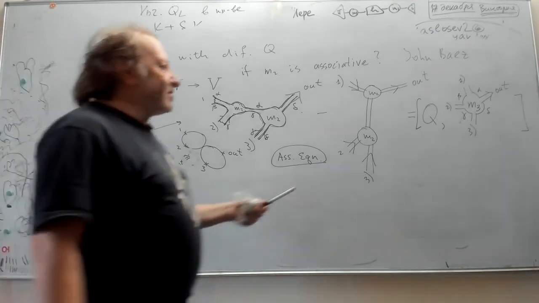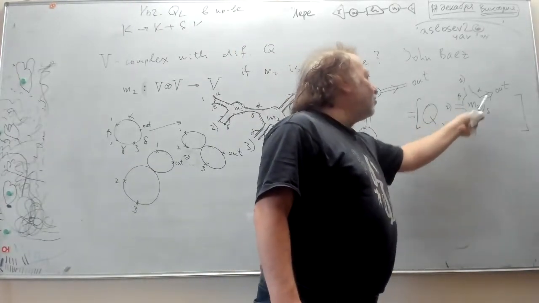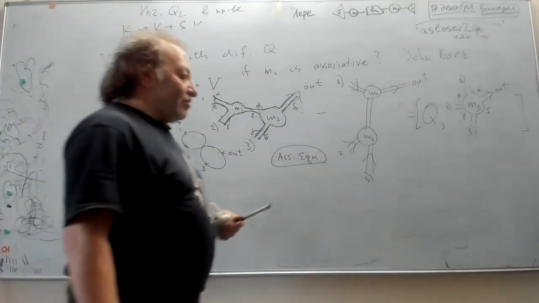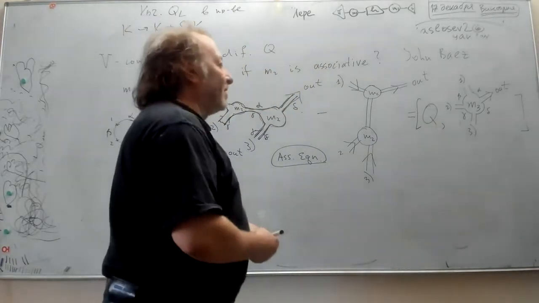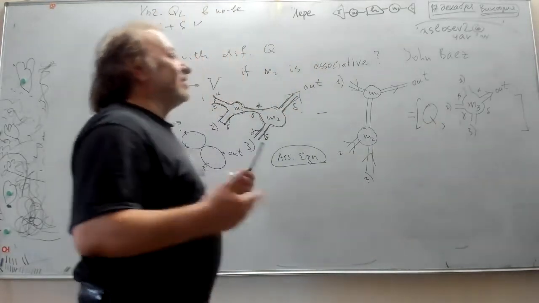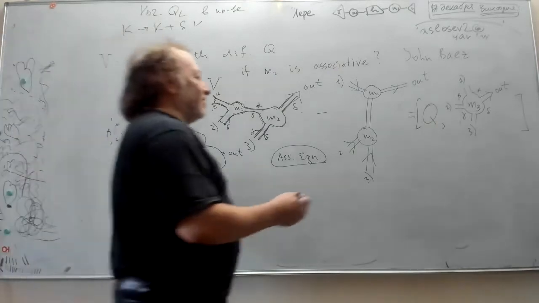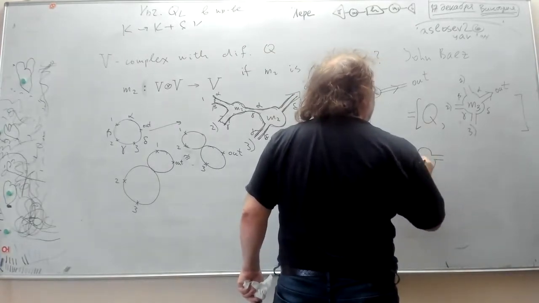So you may ask how to apply Q to a diagram and why I'm writing this commutator. So in the language of pictures, you can take a commutator between two pictures or between two operations. Q is also an operation.